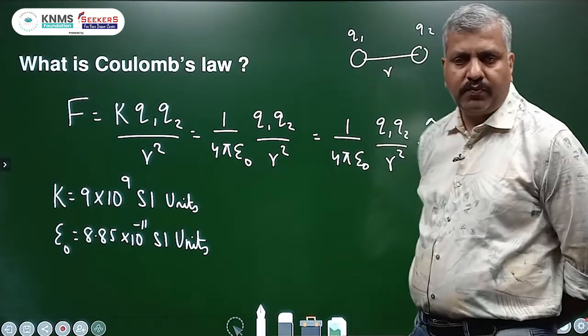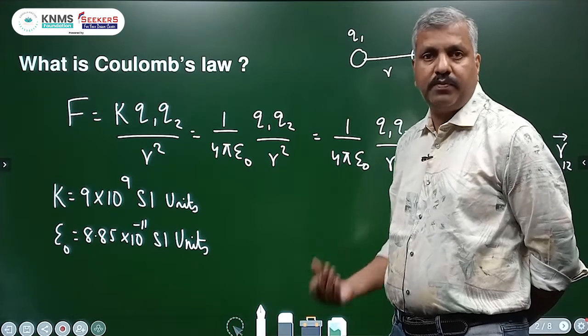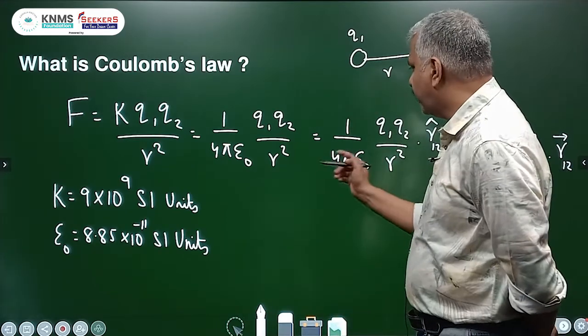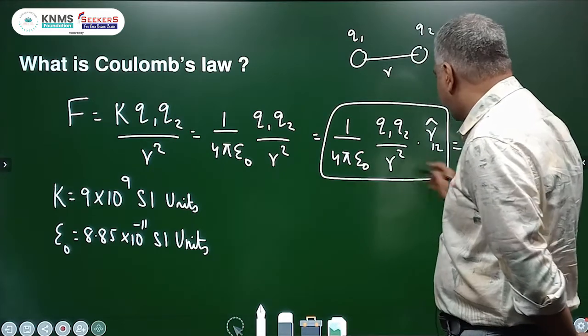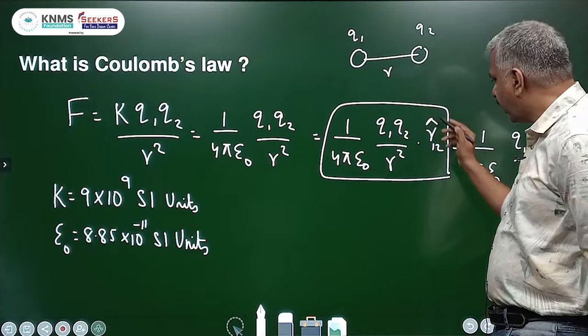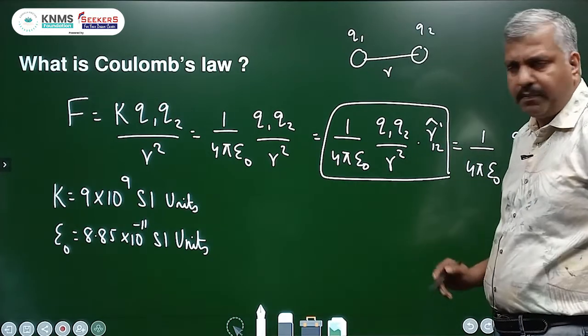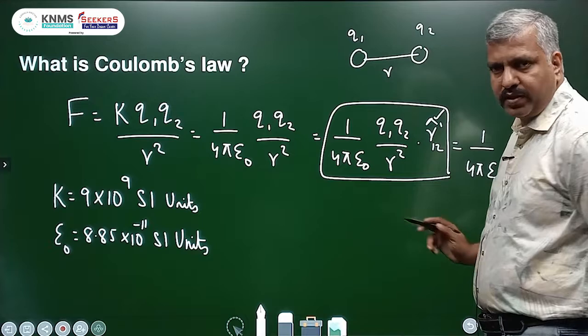Now as you all know, force is a vector quantity, so the force can also be represented as a vector. Here I have represented the force as a vector quantity. So here it is 1 by 4 pi epsilon naught Q1 Q2 by R squared into R12 cap. R12 cap is a unit vector which is going from 1 towards 2.